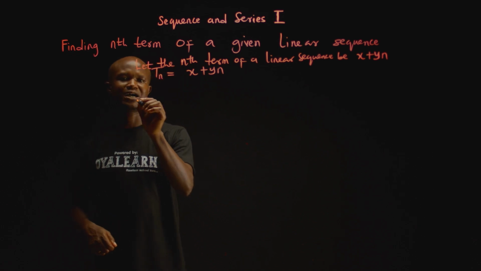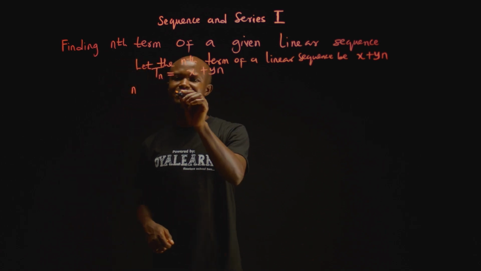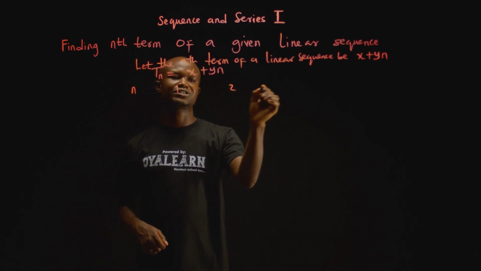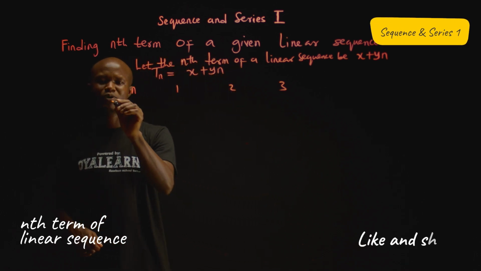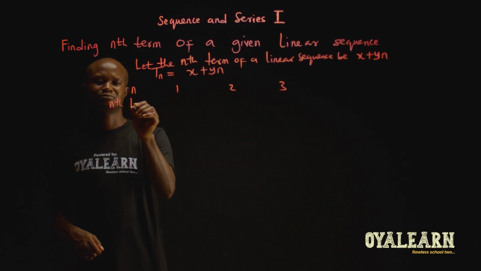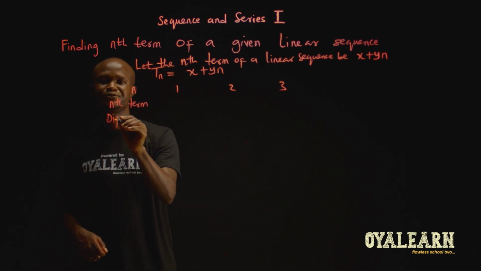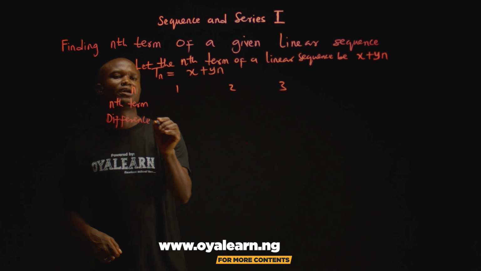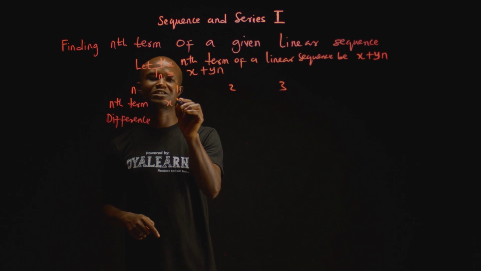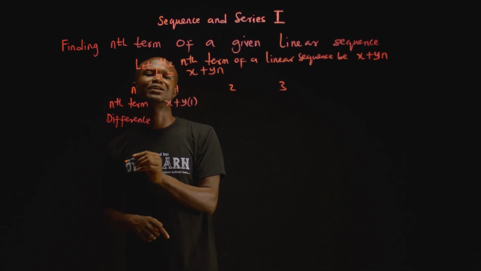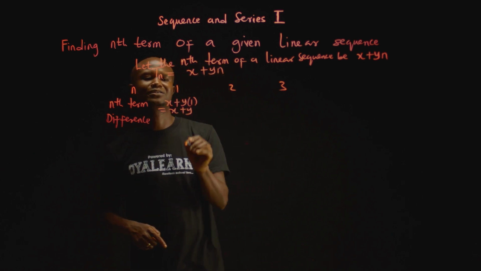Now, let's have a structure like this. We have here n, and this is 1, this is 2, this is 3. We are just considering the first 3 terms. Here we have the nth term, and here we have the difference. Now, when n equals 1, what will be the value of this? We have x plus y into 1. Anywhere we see n, we put 1. This will give us x plus y.